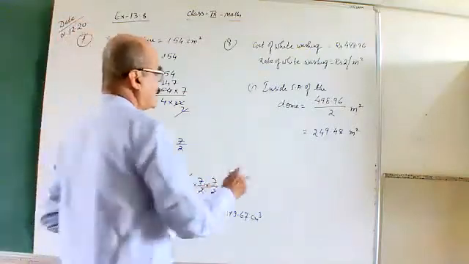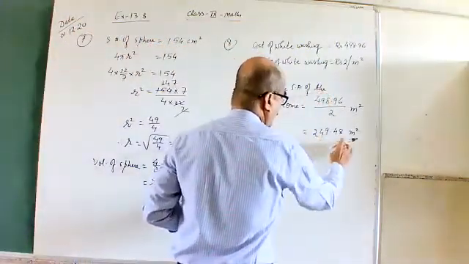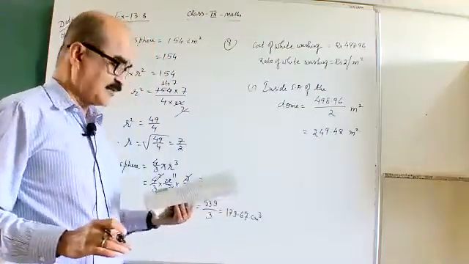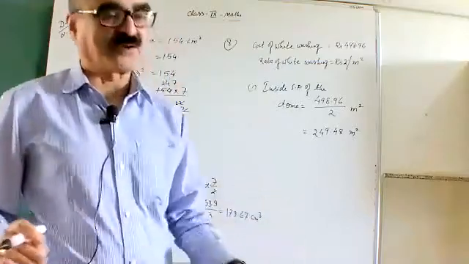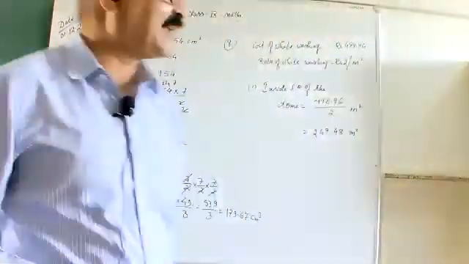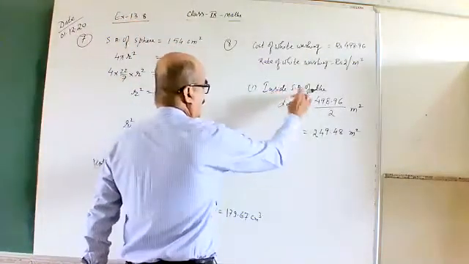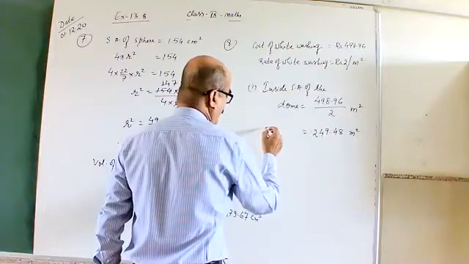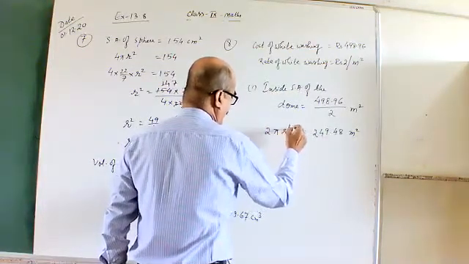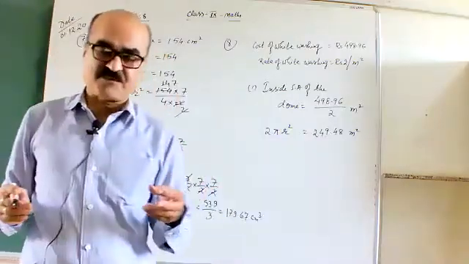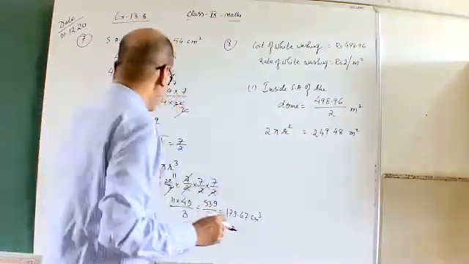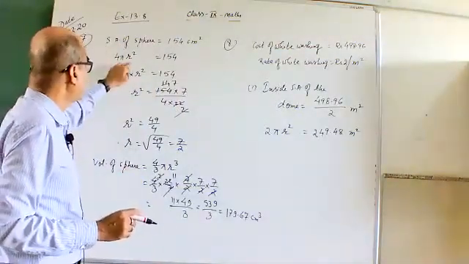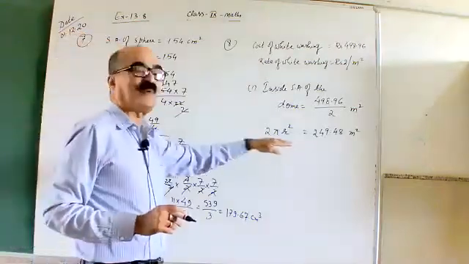So inside surface area of the dome will be equal to 249.48 meters square. That is the first answer, and you need to find the volume of the air inside the dome. So for volume we need the radius. The inside surface area of the hemispherical dome will be equal to 2 pi r square, because surface area of a hemisphere is 2 pi r square. Total surface area of the sphere is 4 pi r square, then surface area of hemisphere is 2 pi r square.